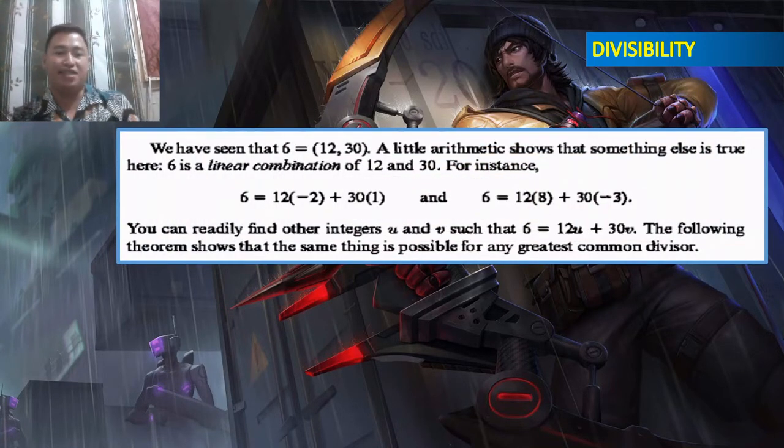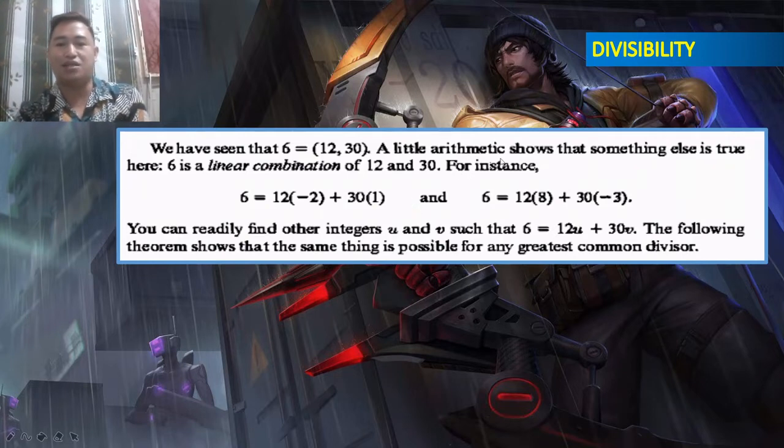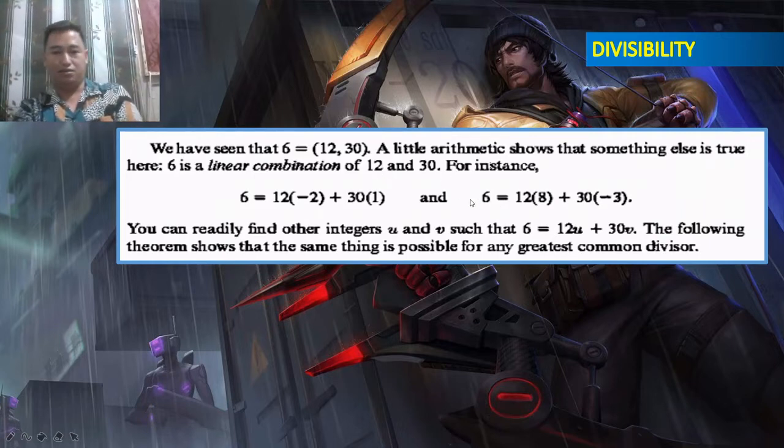Okay, we have seen that 6 is equal to the GCD of 12 and 30. So a little arithmetic shows that something else is true here. So 6 is a linear combination of 12 and 30. For instance, 6 is equal to 12 times negative 2 plus 30 times 1. So linear combination siya class sa 12 and 30. Makita tag kanina mga numbers na natin i-multiply ni 12, dapat i-multiply ni 30, mo equal siya ni 6. And 6 is equal to 12 times 8 plus 30 times negative 3. Okay, 6 gapon ni class kung mo na siyang isolve.